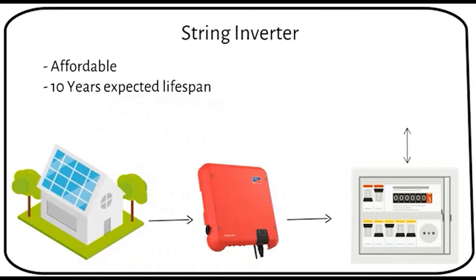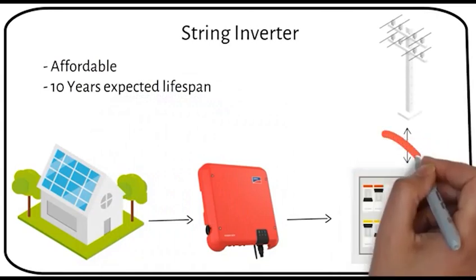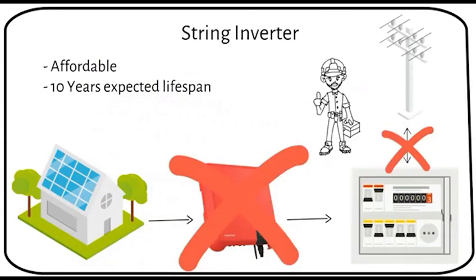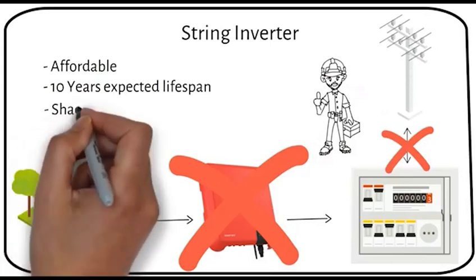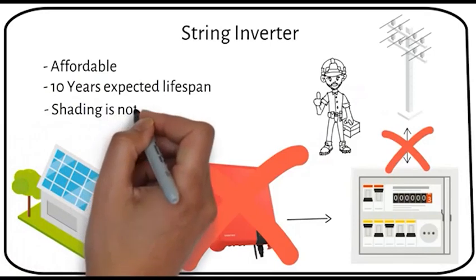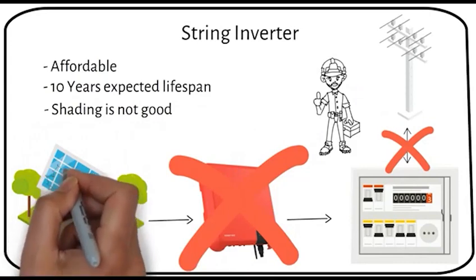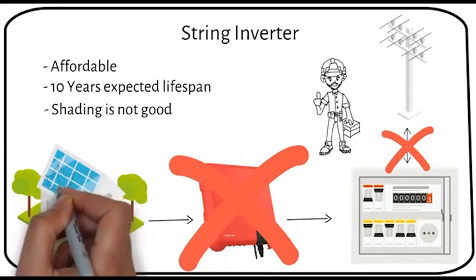However, this inverter must be connected to the grid. If there's a problem with the grid and it stops working, the string inverter will turn off. Another downside is shading effects. If one panel in the string gets shaded from a tree or a building, then the electricity made by the whole string drops. This differs from systems where each panel has its own inverter or optimizer.